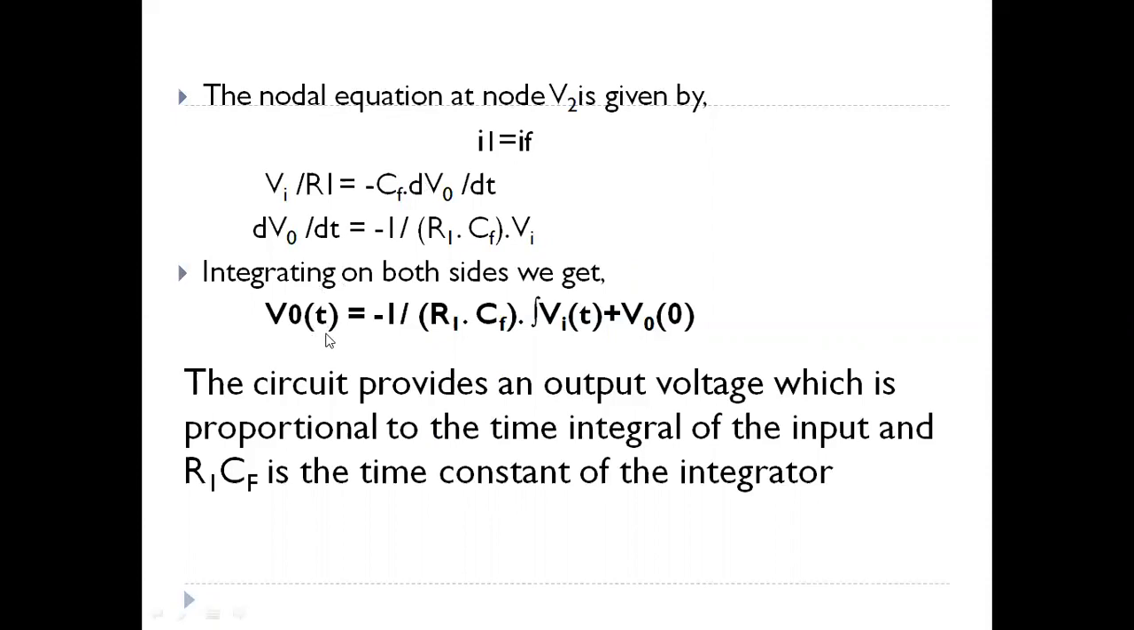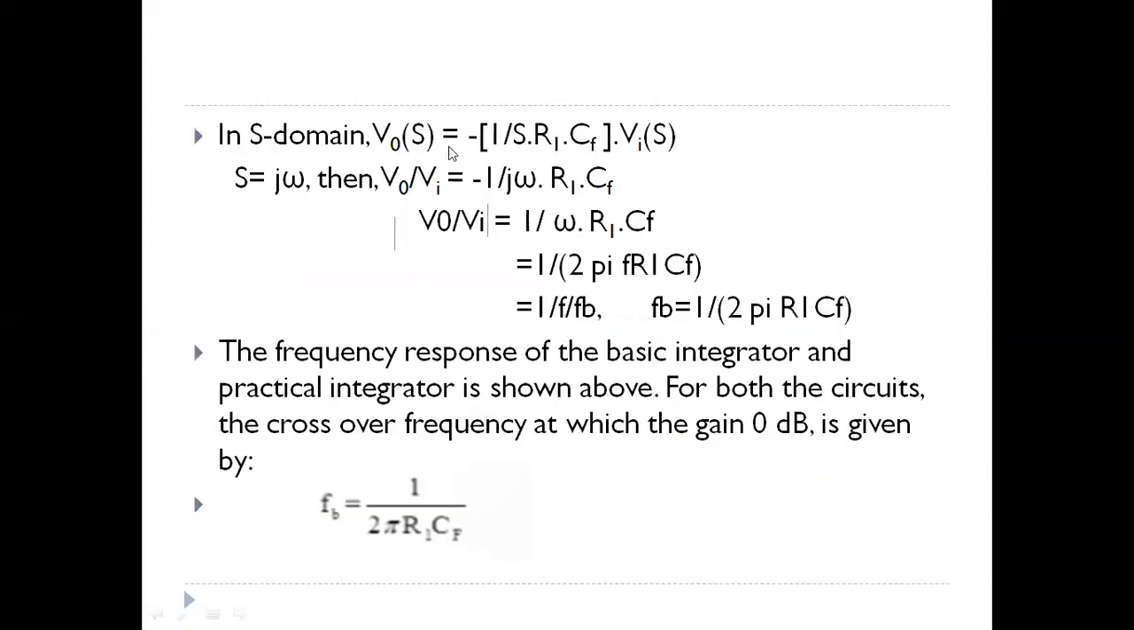So that is V0 of S is equal to minus 1 by R1 CF into, in place of integration we can take 1 by S into Vi of S. So that is V0 of S is equal to minus 1 into 1 by S into R1 CF into Vi of S. So that is V0 of S by Vi of S is equal to this equation. What is meant by S? If we substitute S is equal to j omega, then V0 by Vi is equal to minus 1 by j omega into R1 into CF.